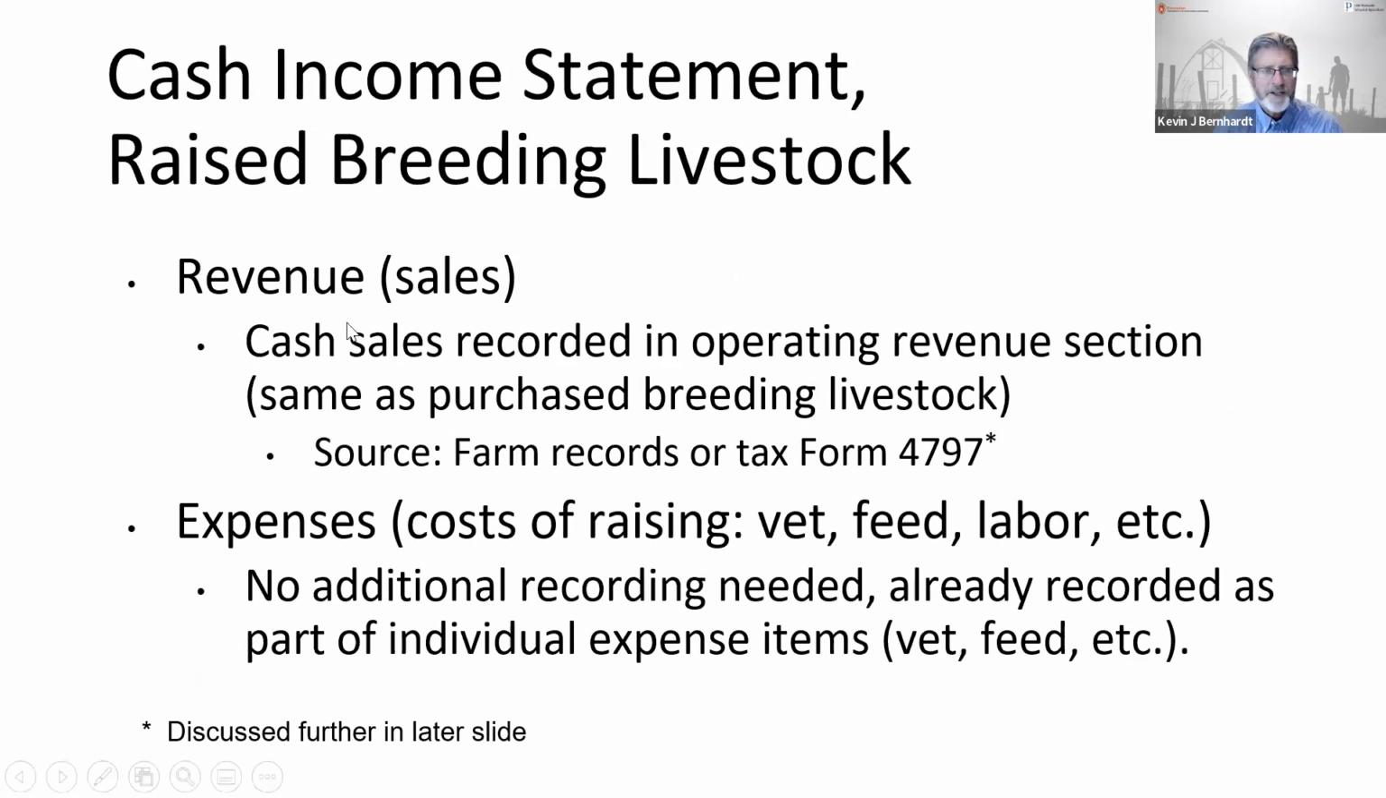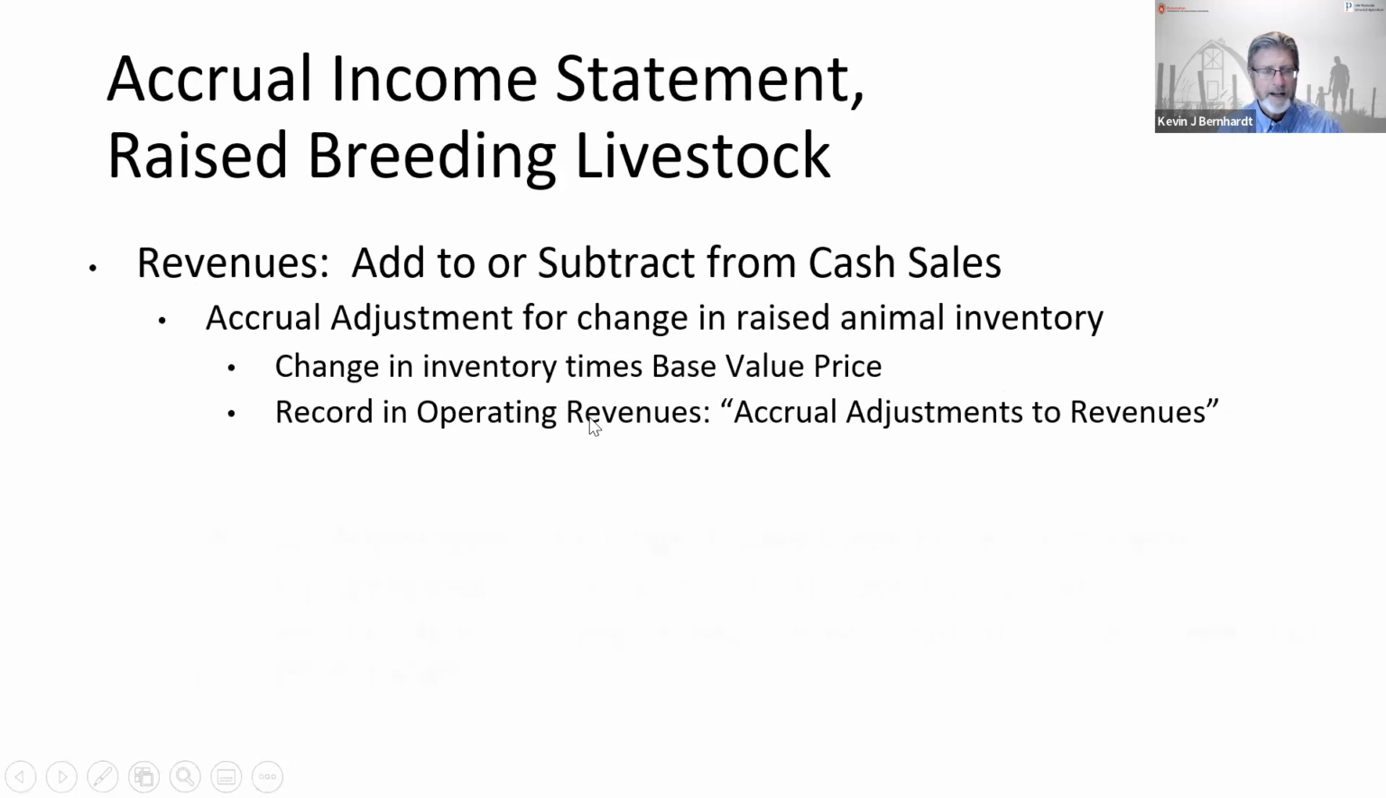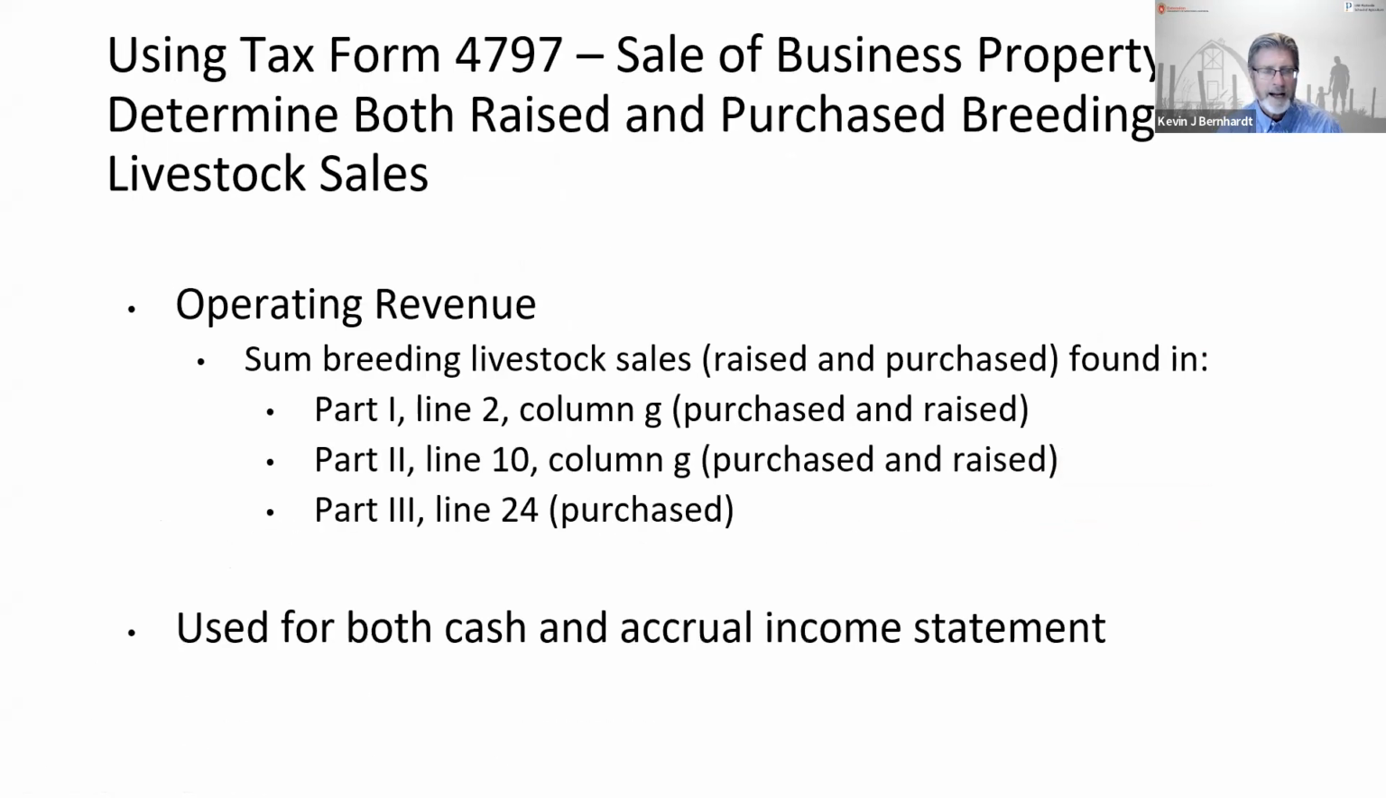When we were discussing the revenue from either raised breeding livestock or from purchased breeding livestock, we said we could use Form 4797. And the little footnote says here, we're going to discuss that later. Well, now it's later. So let's talk about that. And I'll take you through this on the actual form as well. But here is the formula for it, so to speak.